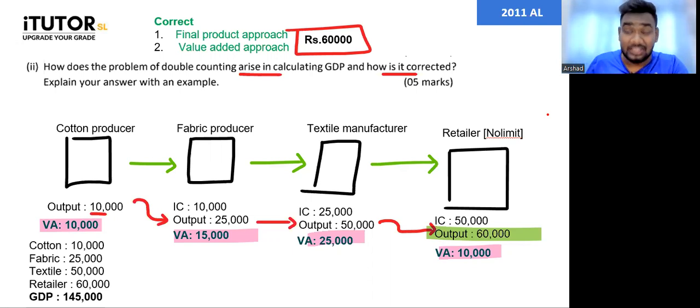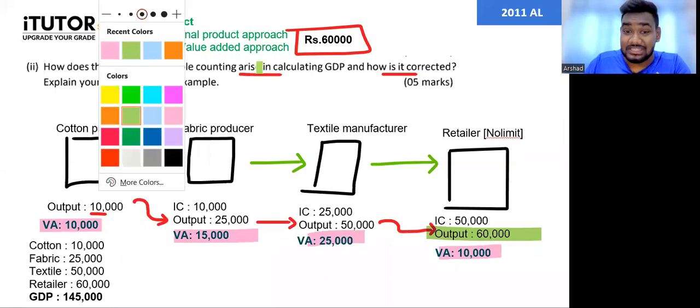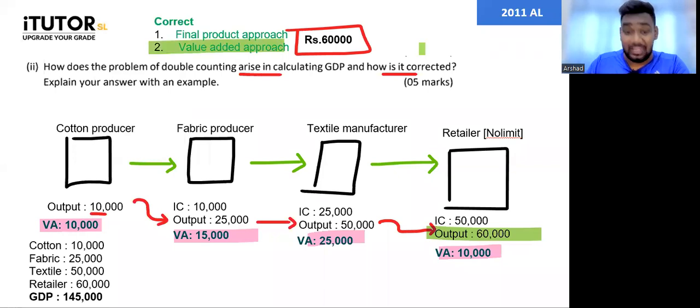So therefore, the final product approach is kind of flawed. It's not ideal, because you can't identify whether a product is actually a final product or not. Therefore, out of these two, what is the best approach? It's the value added approach. So that is about value addition, and how you get all of that done. Is that okay? Fine.